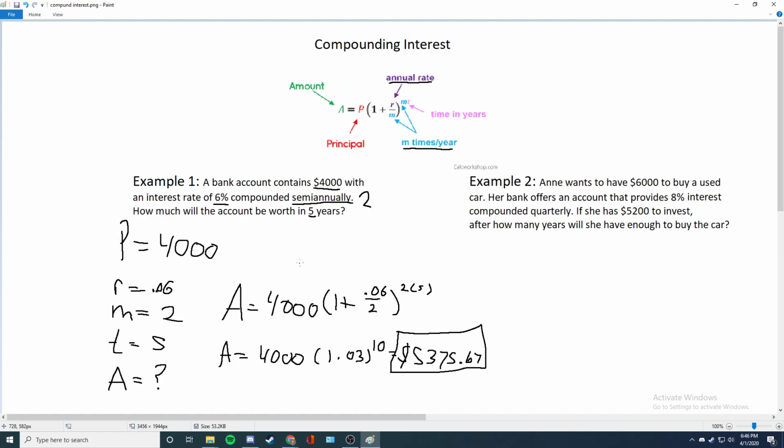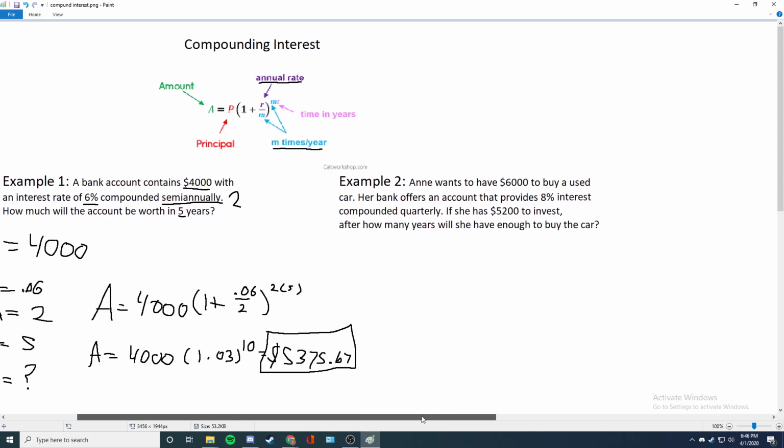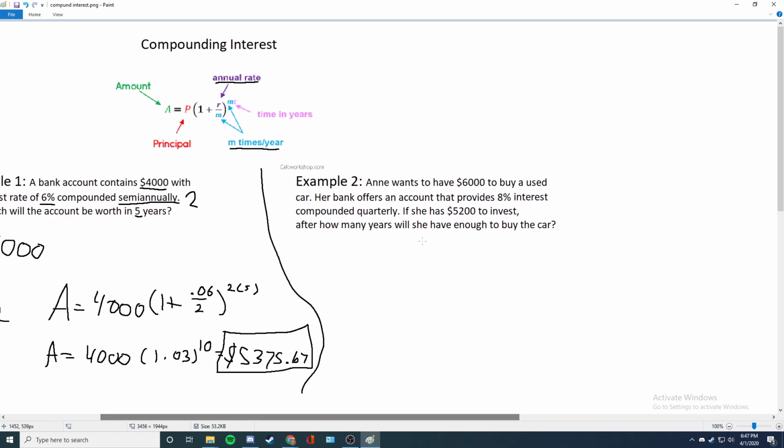So these examples are pretty straightforward. We pretty much just have to figure out which pieces go where, and then which piece we're solving for. So moving on to example 2, once again we're just going to figure out what chunks we need. So it says that Anne wants to have $6,000. So if she wants to have $6,000, that means that she wants her future amount to be $6,000. So A will be 6,000.